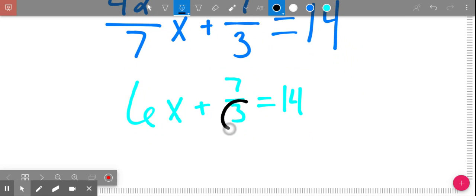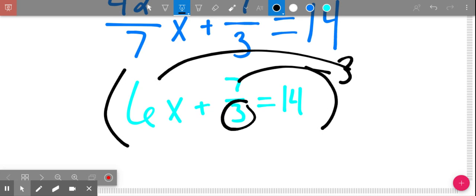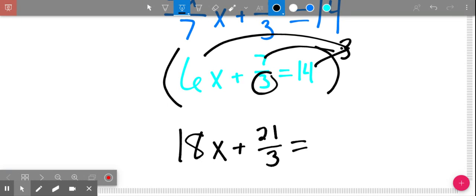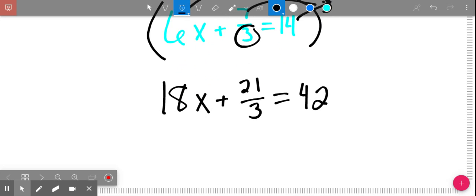fraction. So we circle the largest denominator, which is 3. Put the whole thing in parentheses. And we're going to multiply all the tops by the 3. So 6 times 3 gives me 18x plus 7 times 3 gives me 21 over 3 equals 14 times 3 gives me 42. Now I can reduce and try again.